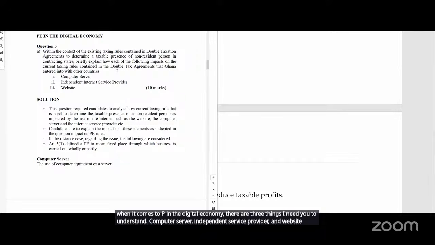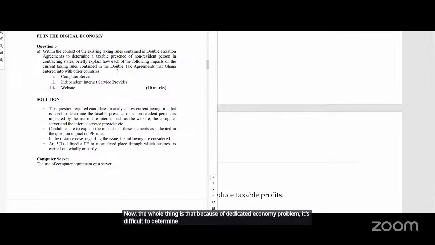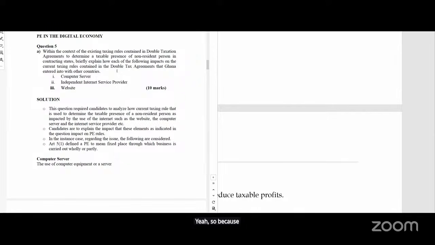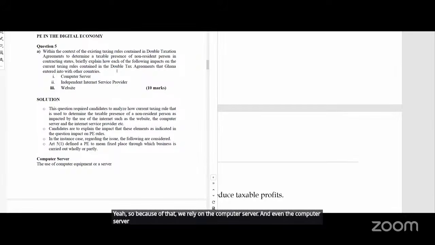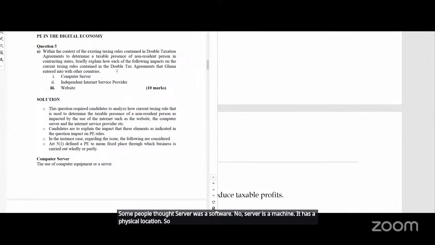Now, the whole thing is that because of the digital economy problem, it's difficult to determine where there's a PE status. Do you remember? Yes, so because of that, we rely on the computer server, and even the computer server, where the server is located. Why? Because a computer server is a physical machine. Some people thought server was software. No, server is a machine. It has a physical location. So where the server is located can create a PE.